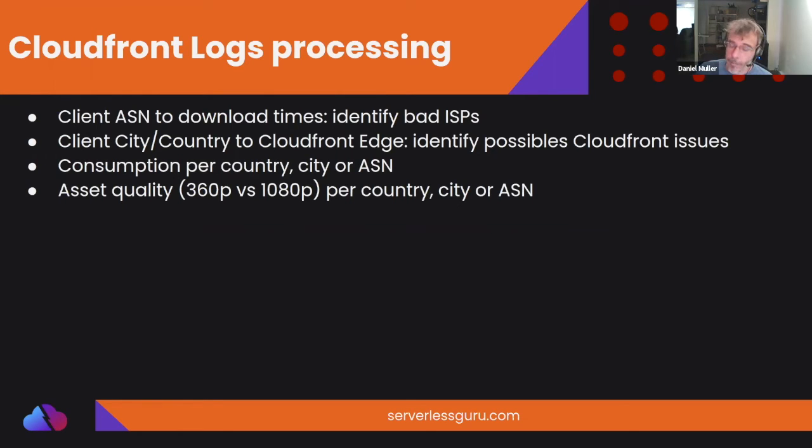And then you can have plots like consumption of data per country, since the CloudFront logs give you the number of bytes downloaded. And by parsing the path of the request, which in our case was for movie qualities, you could make pie charts of, for each country, what quality the majority of users are getting. Is it mostly towards 360 or mostly towards 1080p?